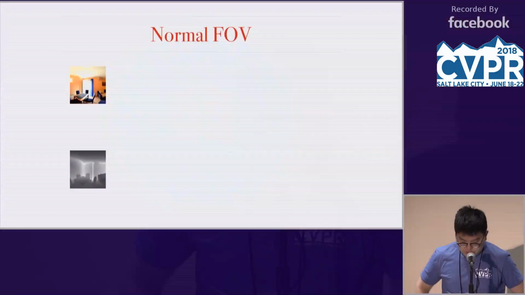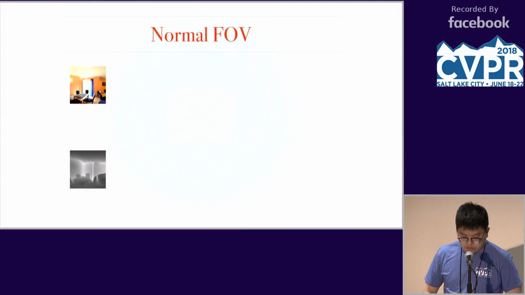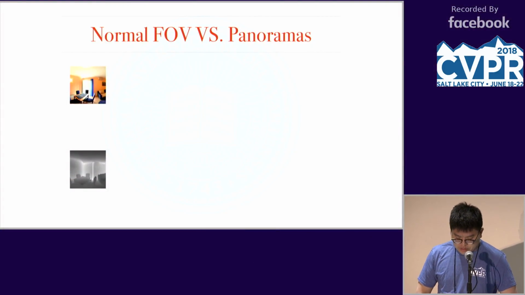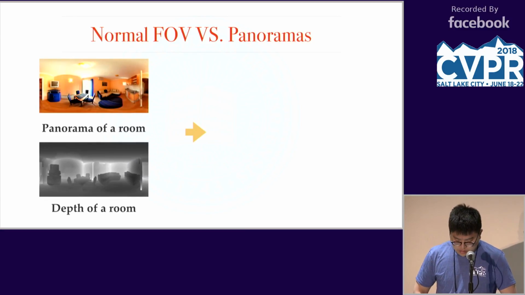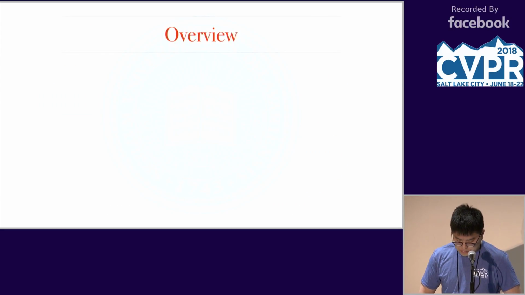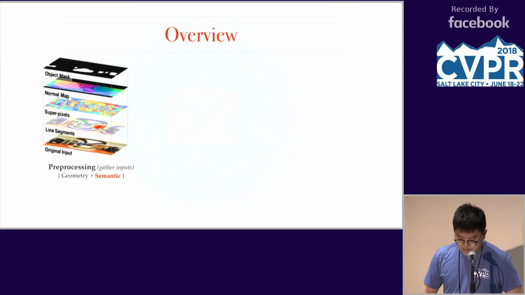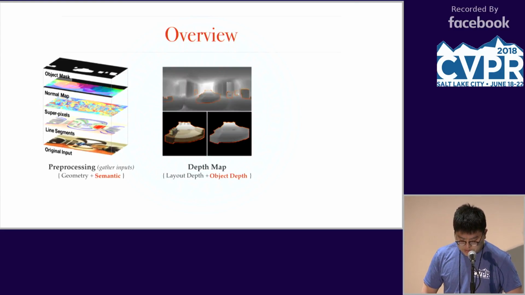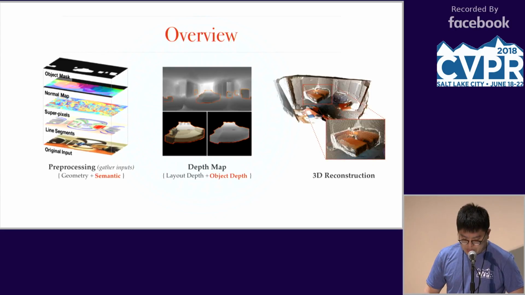We often see indoor images with a normal field of view, where the whole room information is largely missing. Therefore, you may want a 360 view of the room. However, it's not enough, so we are seeking to generate the 3D structure of the whole room. Our method aims at collecting 2D panoramic representatives to estimate accurate depth for both background layout and foreground objects.